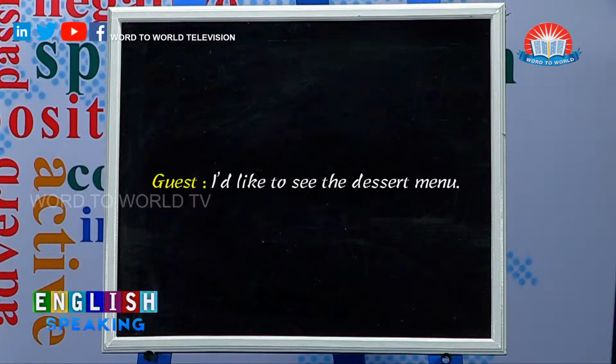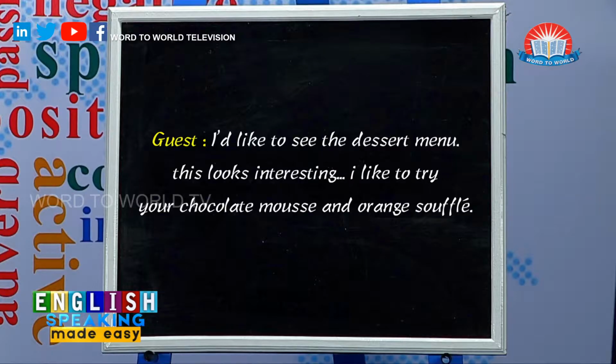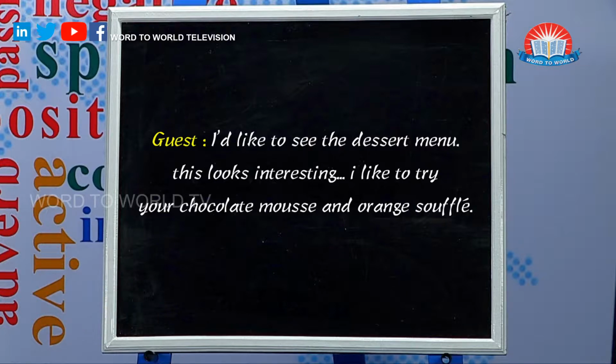the guest would then perhaps ask, I'd like to see the dessert menu. So, he'd like to see the dessert menu, and that is brought over to him, and he glances at the menu, and his response would be, this looks interesting, I'd like to order your, whatever, I mean, you could choose, I would like to order chocolate mousse or orange souffle. He would see something interesting and he would make his order.